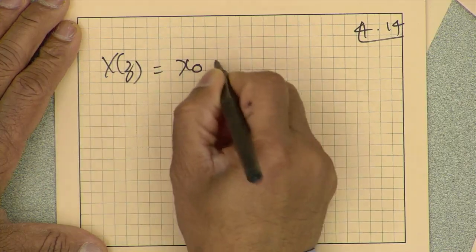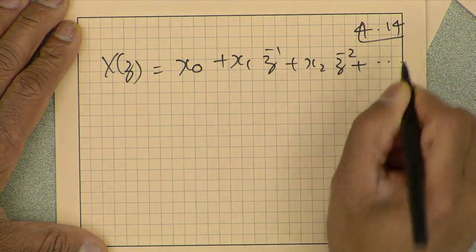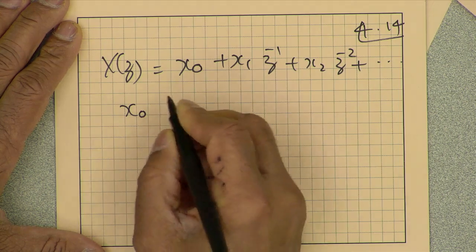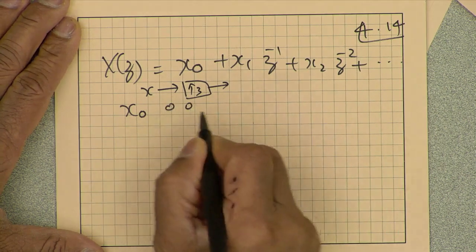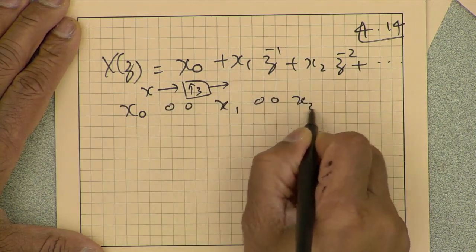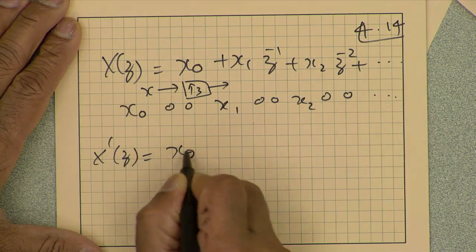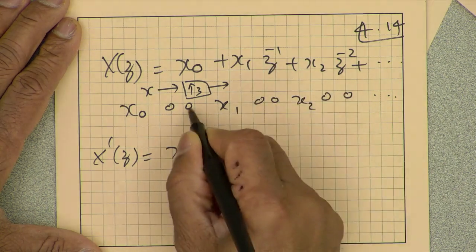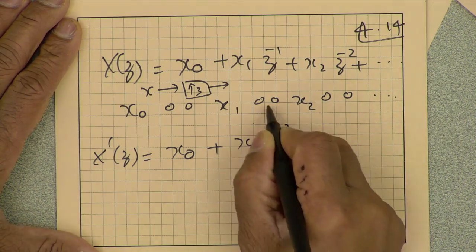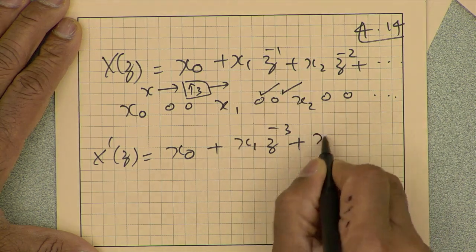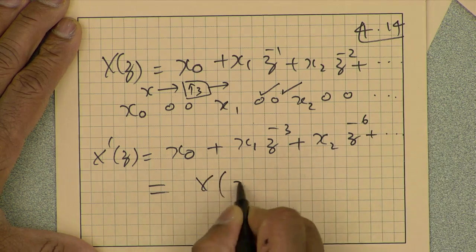X(z) is x0 plus x1 z to the power minus 1 plus x2 z to the power minus 2 and so on. Now, if I take a signal x that has gone through expansion by a factor of 3, then we have x0, 0, 0, x1, 0, 0, x2, 0, 0 and so on. So I can say X'(z) is x0 plus 0 times z to the power minus 1 plus 0 times z to the power minus 2 plus x1 times z to the power minus 3, 0 times z to the power minus 4, 0 times z to the power minus 5, x2 times z to the power minus 6 and so on. So this is in fact going to be the same as X(z cubed).